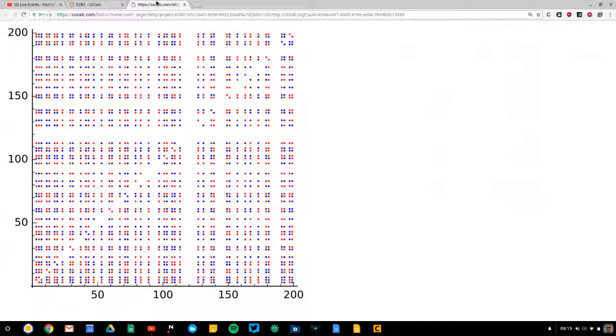So what was it? It was blue. What was it? Blue was +1 and red was -1. So a blue dot means that P, the X coordinate, is a quadratic residue modulo Q, the Y coordinate. And a red dot means it's not a quadratic residue. Okay, it looks pretty.